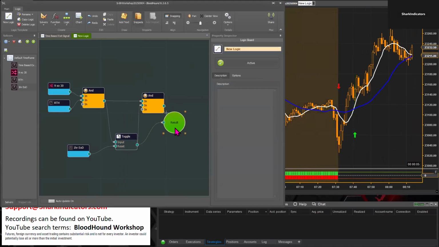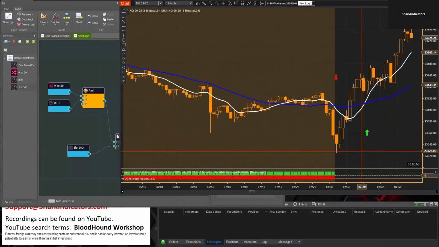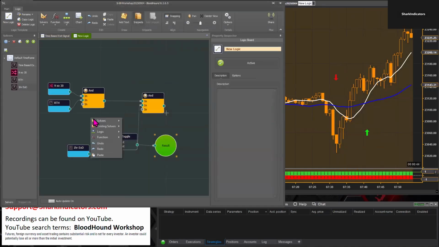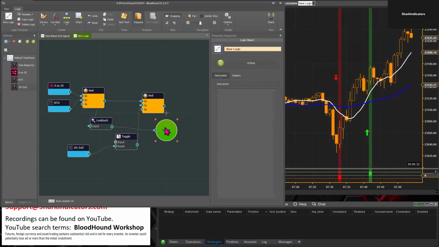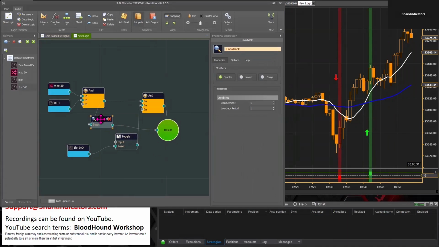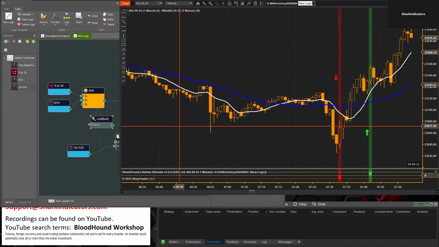Now, if we look at the toggle node, let's focus in on this bar. We can see when the cross down signal comes in, it turns the toggle node off on that signal bar. So I need to delay this by 1 bar here. I'm going to grab a look back node. If we look at the signal from the look back node, remember I put the arrows on here. Now we can see the signals are shifted forward by 1 bar there.